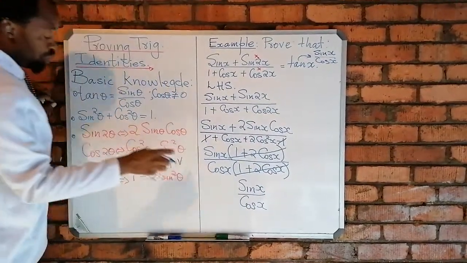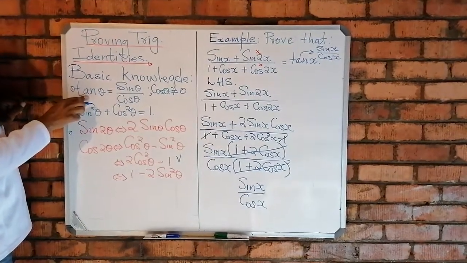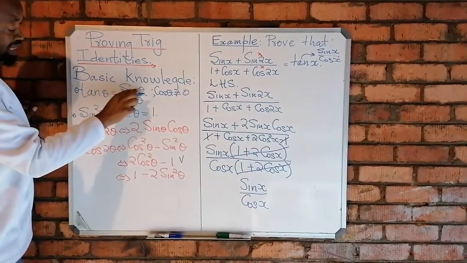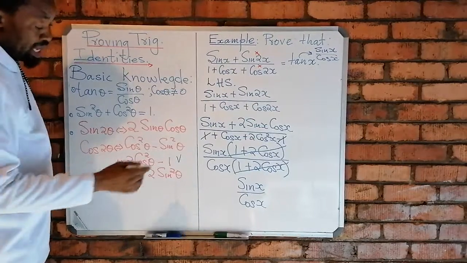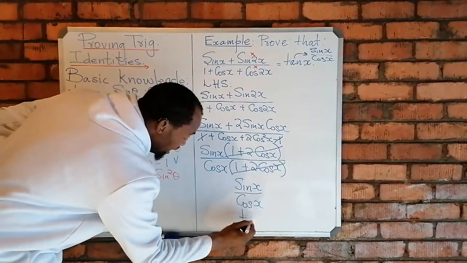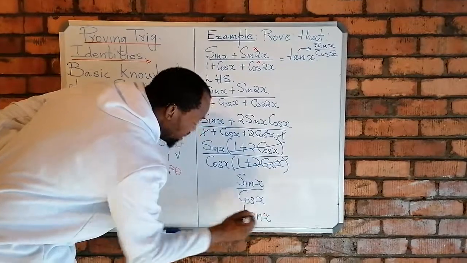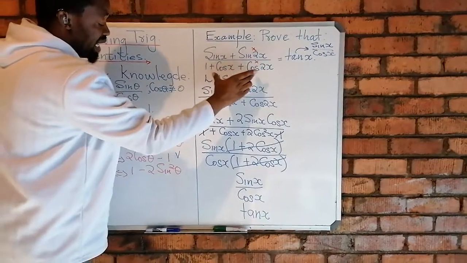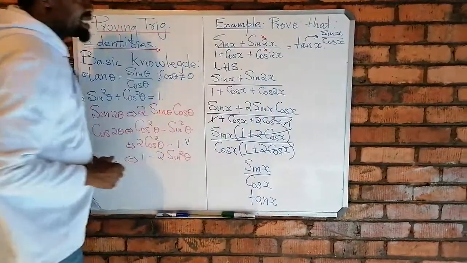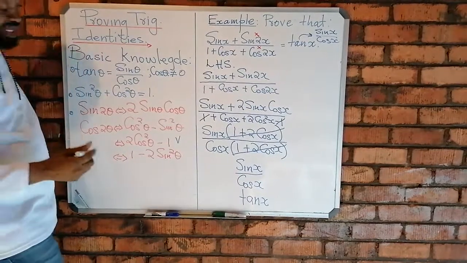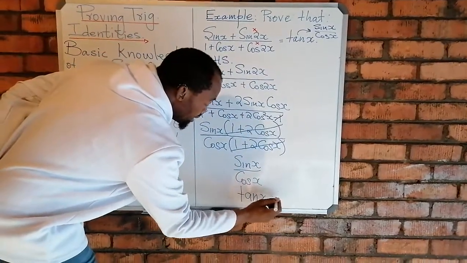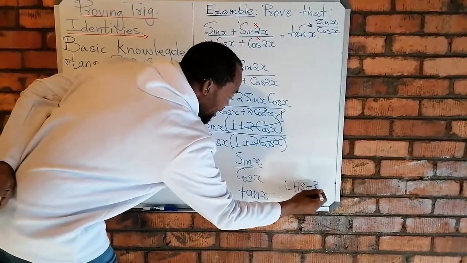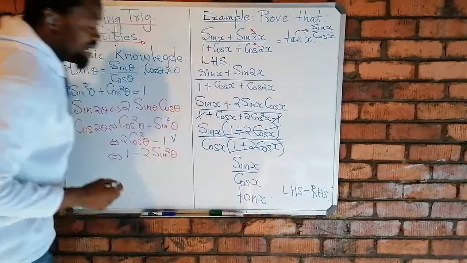And we know from the quotient identity that tan theta is the same as sin theta divided by cos theta, meaning that this is exactly the same as tan x. Now what can we see here? This side simplified is exactly the same as the right hand side. I must therefore conclude and say, therefore, left hand side is exactly the same as the right hand side.